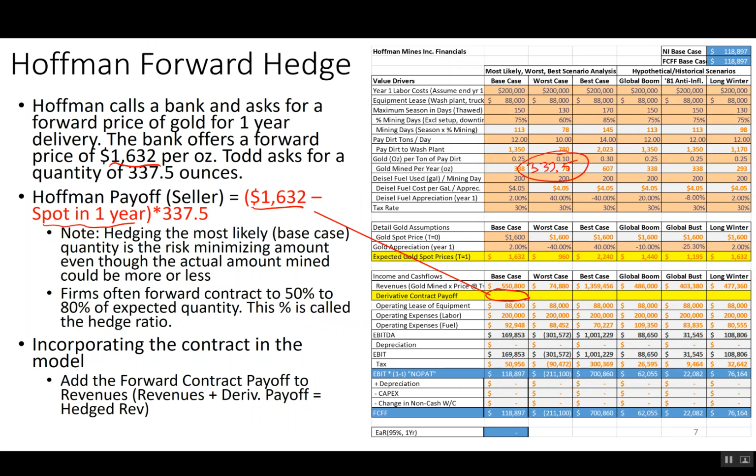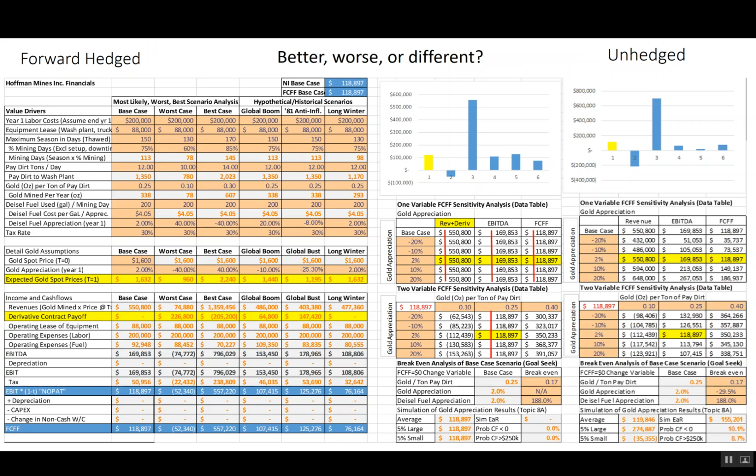So that's how we're going to model the fact that Todd Hoffman just entered into a forward contract to sell all his expected gold at $1,632 an ounce. And if you compared, say, the unhedged risks and scenarios, what you see is the risk is getting smaller, right? These scales are a little bit different.